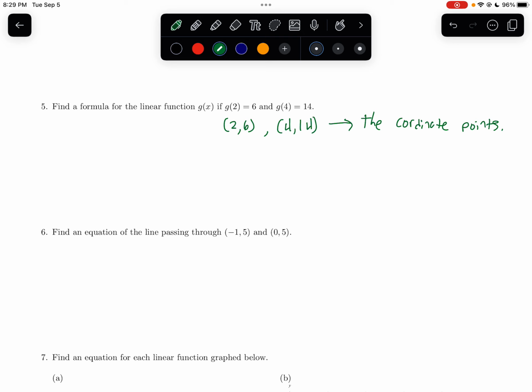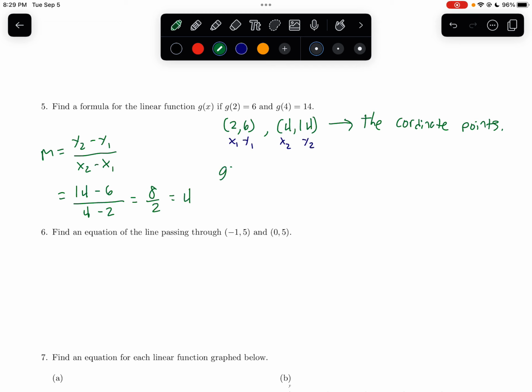For that, we've already seen the slope. The slope, remember, is y2 minus y1 over x2 minus x1. So if I call this x1, y1, x2, y2, then the slope formula gives us 14 minus 6 over 4 minus 2. And that would be 8 over 2, which is 4. So we know the slope is 4.